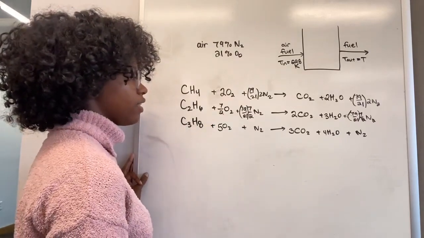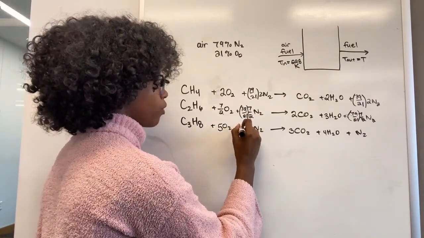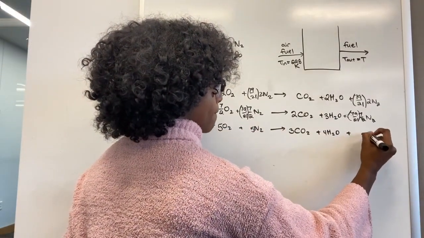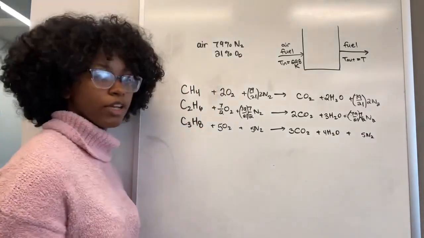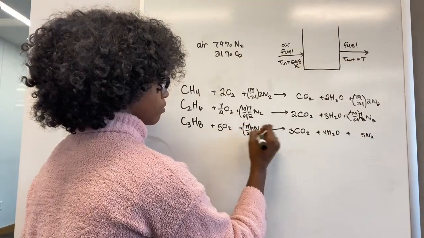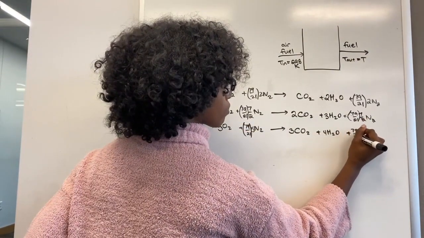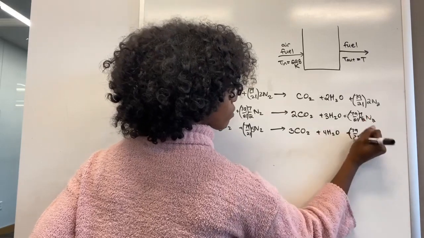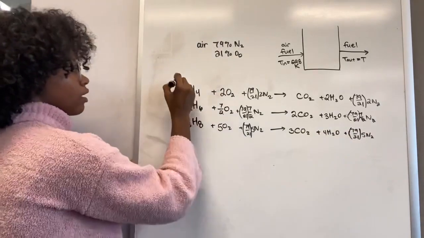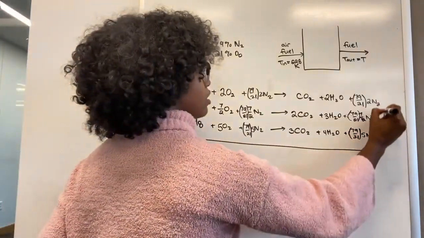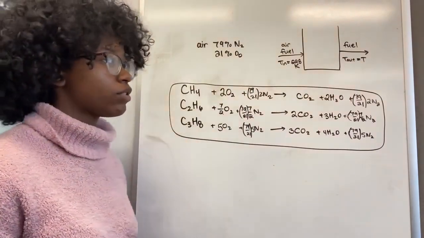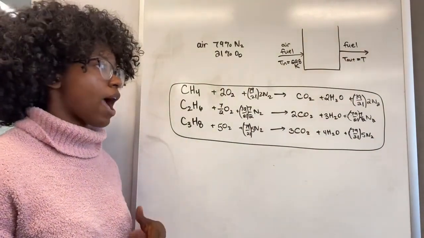And then we have to multiply our nitrogens by 5, and then multiply them by the ratio once more, 79 over 21. And so this is the stoichiometry and the balance for our fuel.